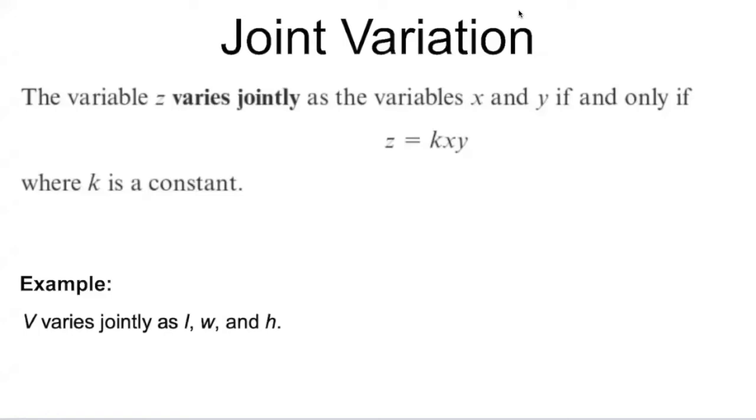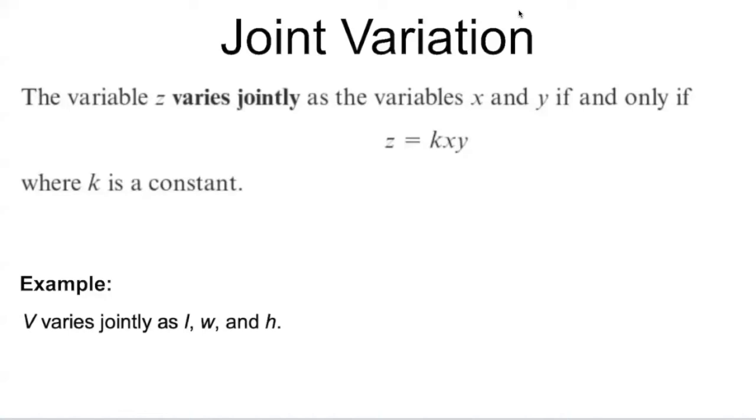And finally, we've reached joint variation. Joint variation, the bold print there, you'll see the term, the vocabulary where it says varies jointly. So some variable, some dependent variable varies jointly as the variables x and y.